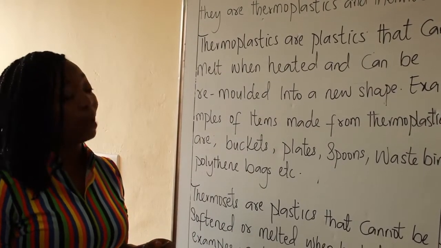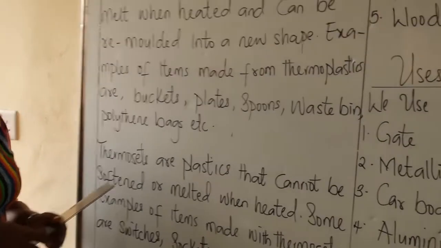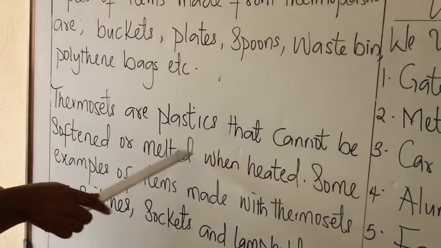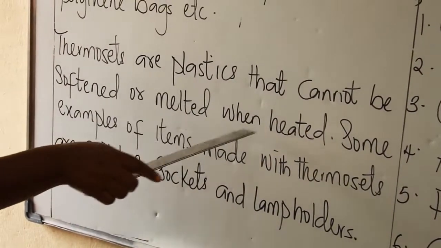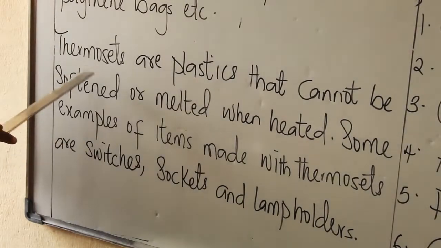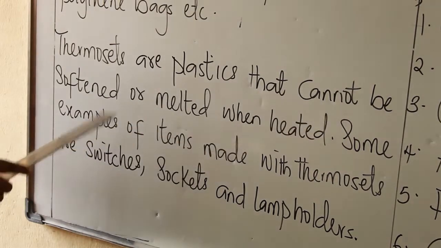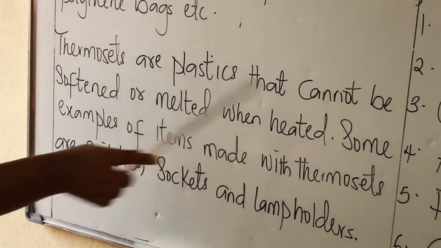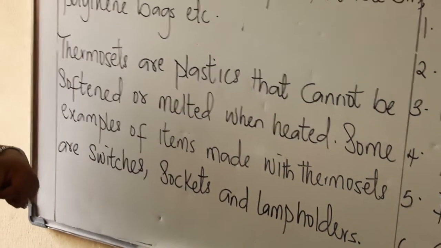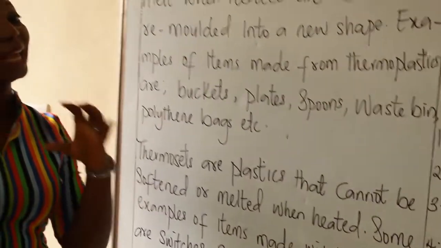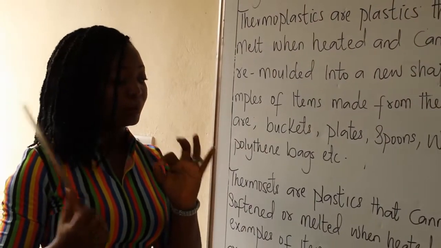The next type of plastic we have is the thermosets. Thermosets are plastics that cannot be softened or melted when heated. Unlike the thermoplastic, the thermoset can't be melted. When you heat a thermoset, it shrinks and doesn't melt.